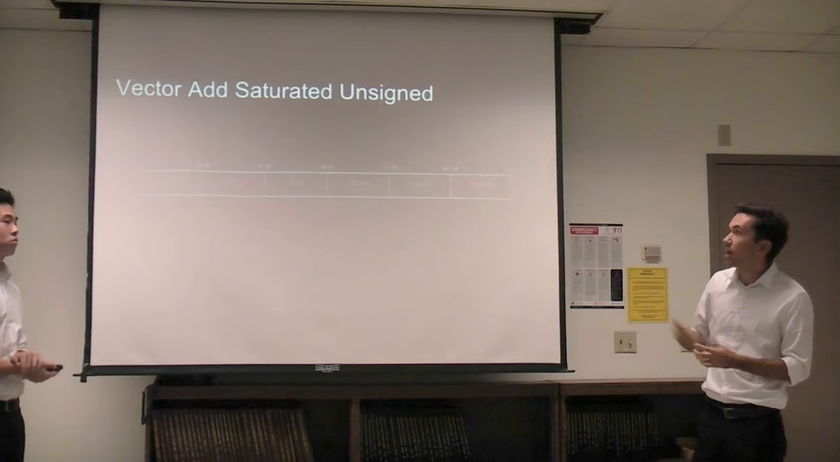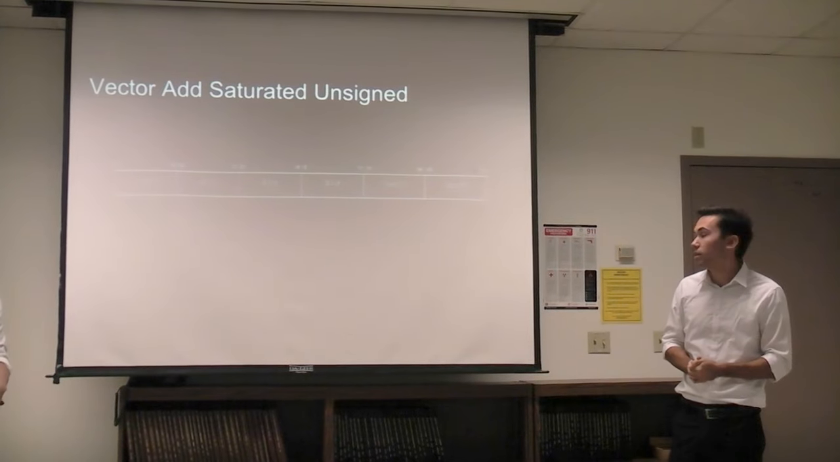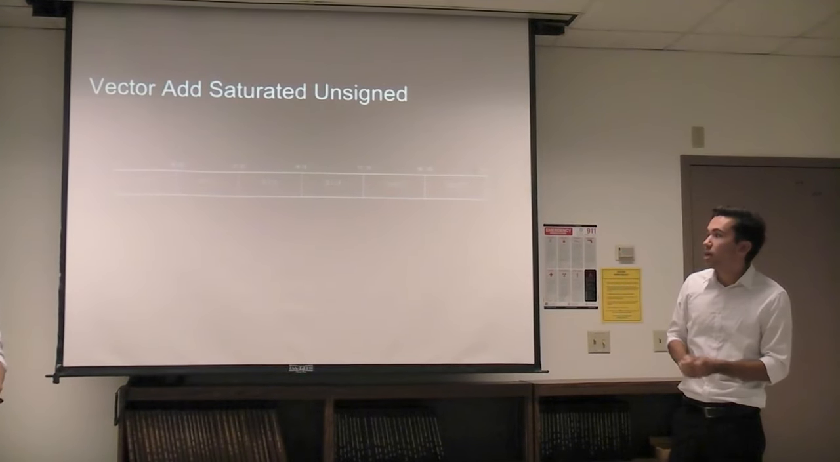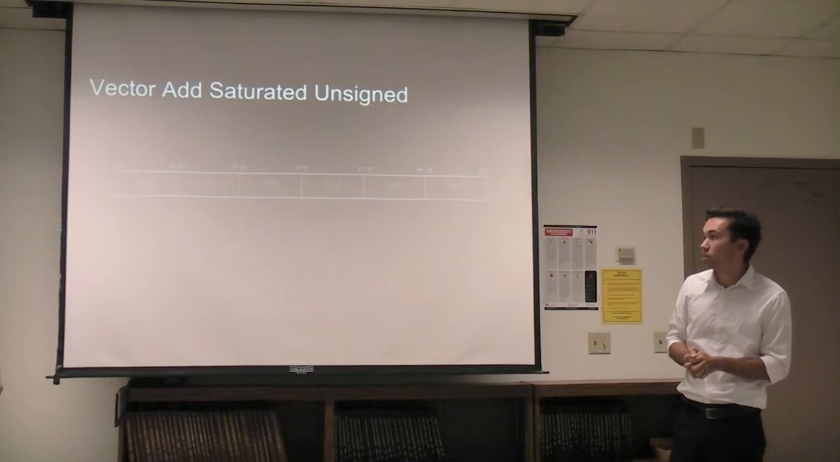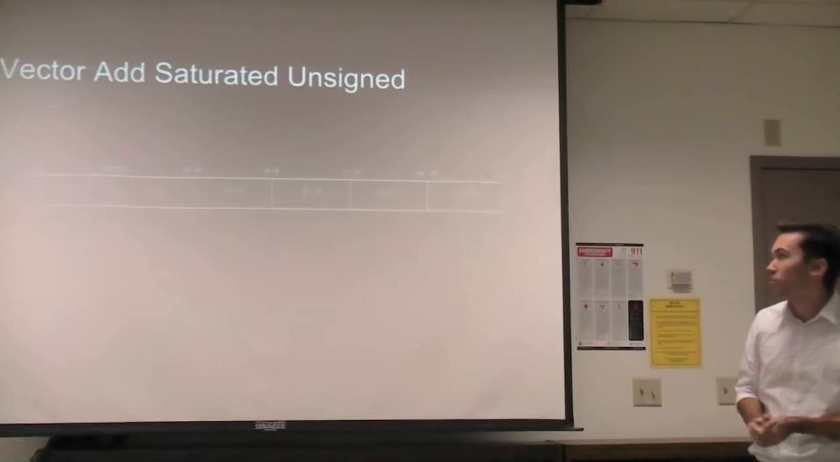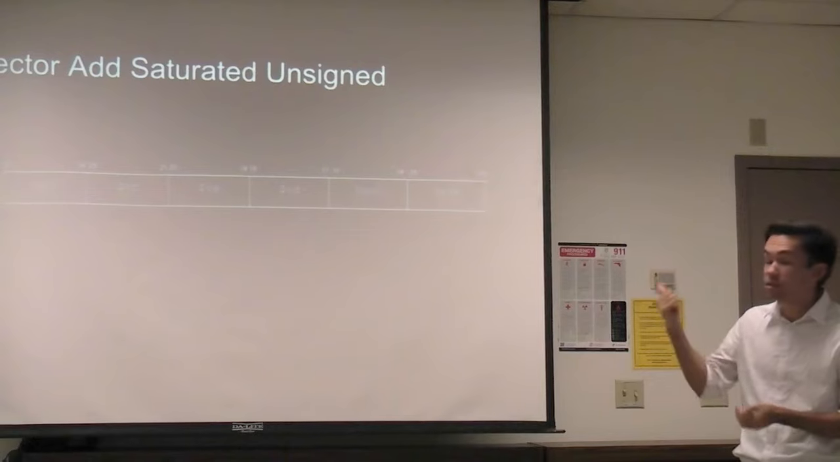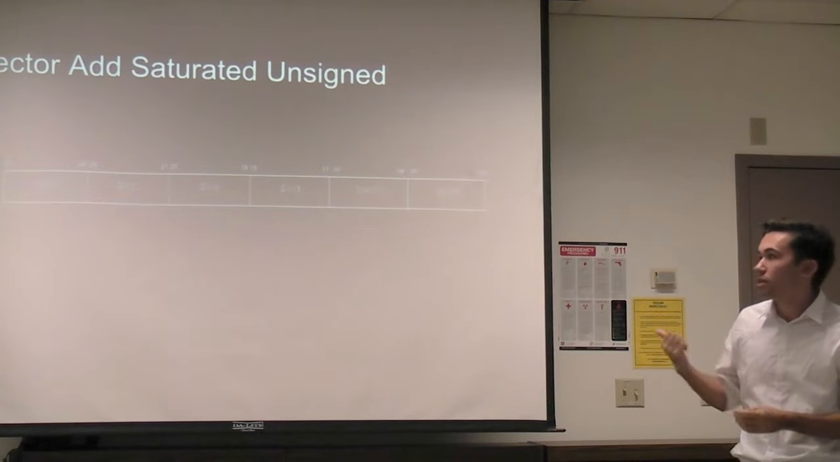And here we have vector add saturated unsigned, which is our first vector operation. What this does is it takes two vector source operands and one vector destination operand and performs a saturated add with the function code 0x08. Go to the next page.